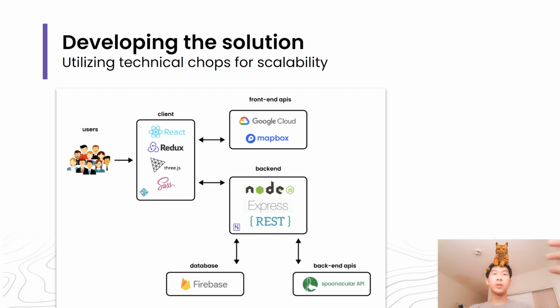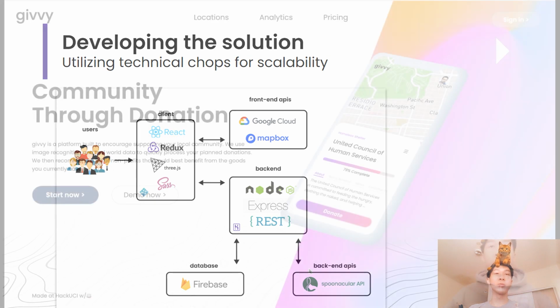On the back end, we use a standard Node.js, Express, REST backend. We specifically chose Firebase because one, it's real time, meaning everything will update, and two, it just makes non-sequential databases so much easier to set up. And then we also use a backend API just to fetch food data as well.